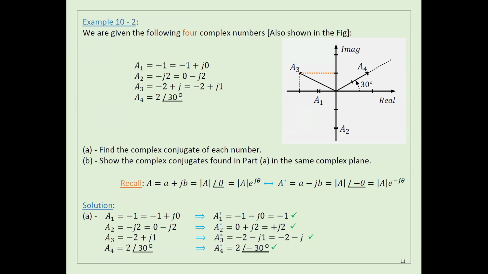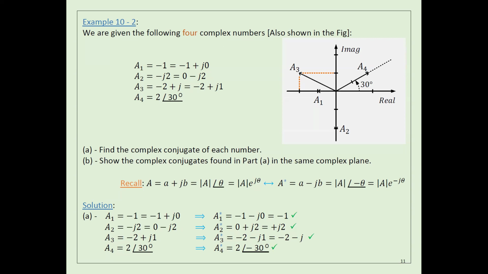Let's look at the second one here. It's negative j2. Again, this one means the real part is 0 and we have j2. All you have to do, very simple, to calculate the conjugate is to change the sign. The negative should be positive, so it should be positive j2. Same thing here: if this one is negative 2 plus j1, all you have to do is change the sign from positive to negative. That's it.